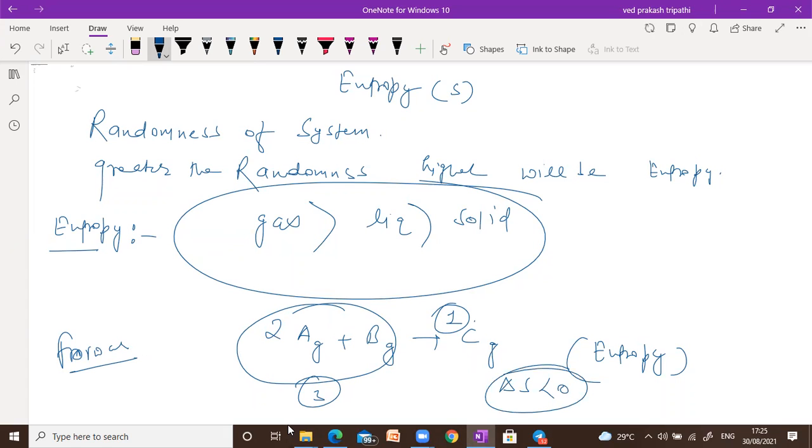The more the number of moles, the more the entropy, because randomness will be higher. Why do gases have more randomness? Because they have a higher number of moles than liquid, than solid. So whenever your number of moles increases, delta S will increase, meaning entropy will increase. If moles are decreasing, entropy will decrease. Simple. Any doubt about entropy?